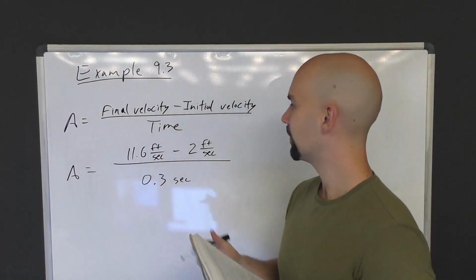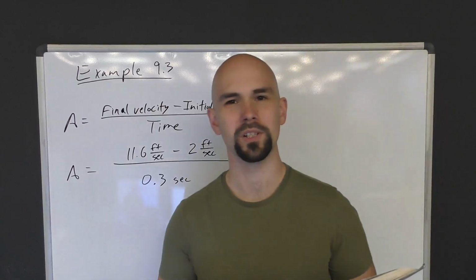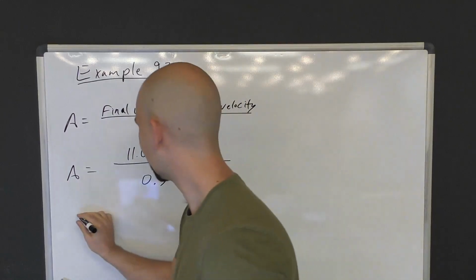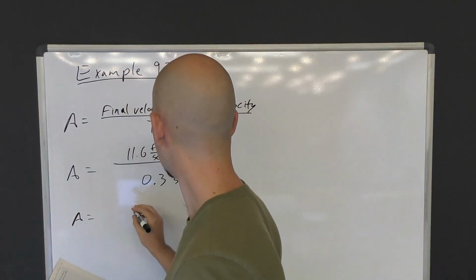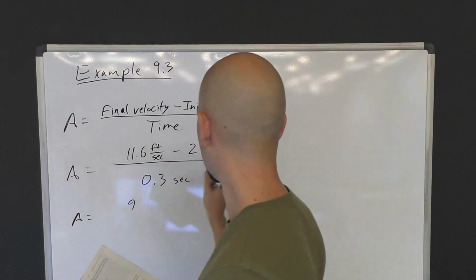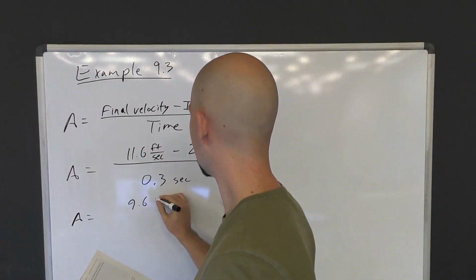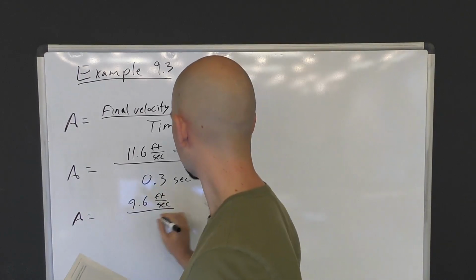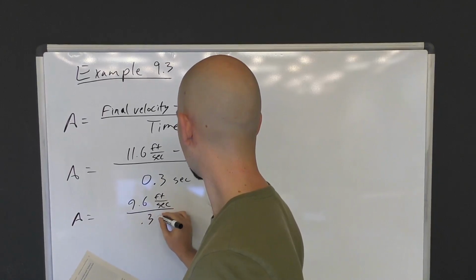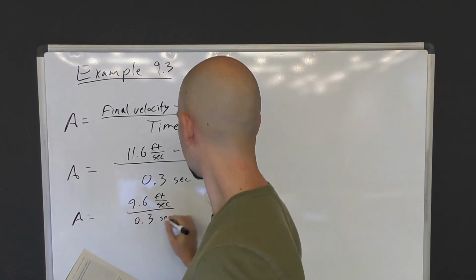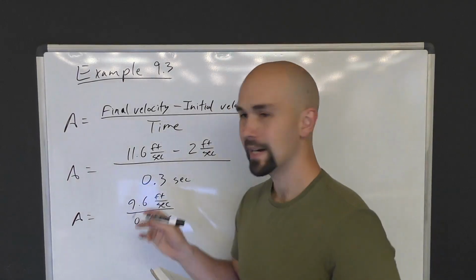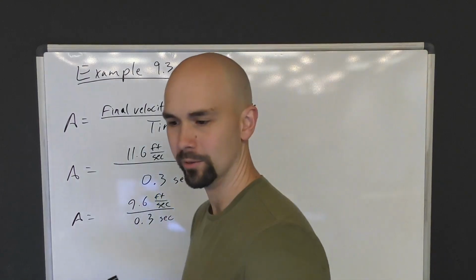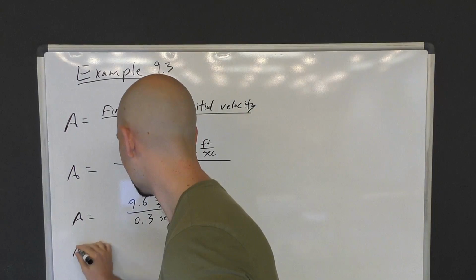All right, so in order to subtract these, they have to be like terms. Are they? Yes, feet per second, both of them feet per second. So I'm going to carry this down. Acceleration equals 11.6 minus 2 is 9.6 feet per second over 0.3 seconds. All right, so what's 9.6 divided by 0.3? That's going to be 32, and I'll carry this down.